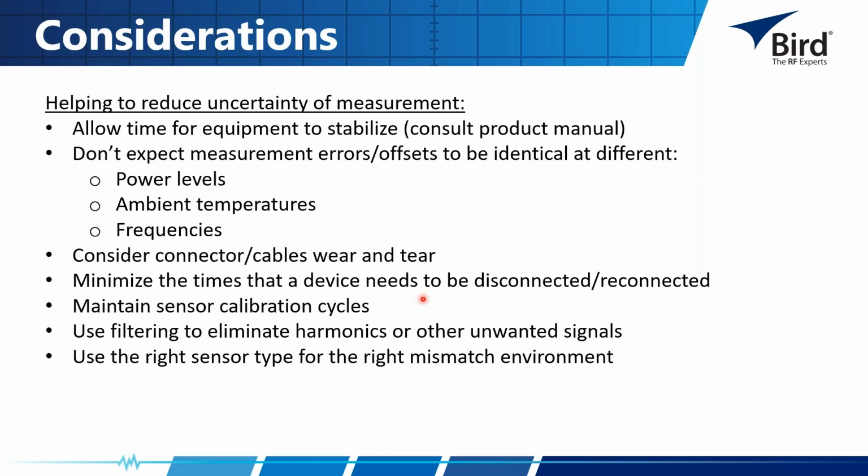Also, you can always use filtering to eliminate harmonics or other types of unwanted signals, whether it's a low pass filter or band pass filter. A lot of times we just slap a low pass filter on there, try to cut away right at the second harmonic, and then we can focus on the fundamental frequency of interest.